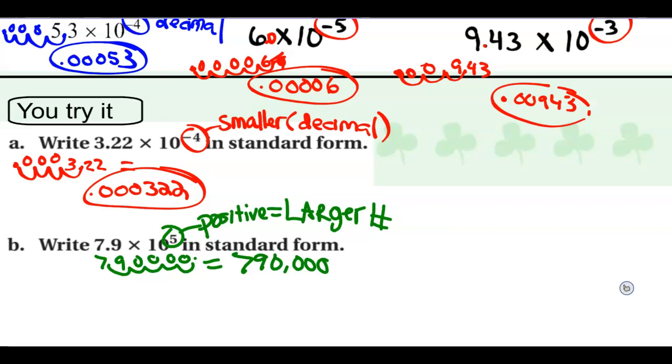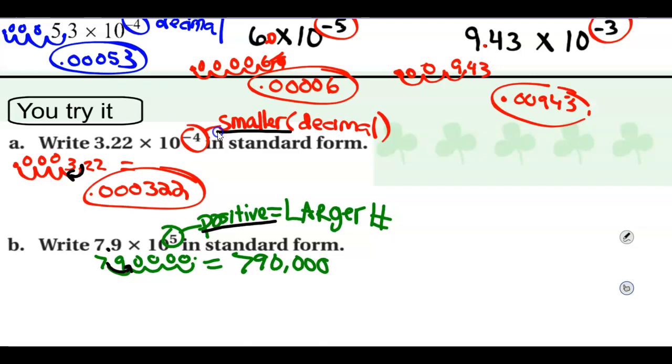Okay, so these are the answers you should have come up with. The first one was a negative exponent, which means you were going to have to go and get a smaller number, which means you have to go this way, right? We're going to the left. We want a smaller number. And then for B, we had a positive exponent, which means we automatically get a larger number. So I know that it makes sense. I would have to go to the right to get a larger number.